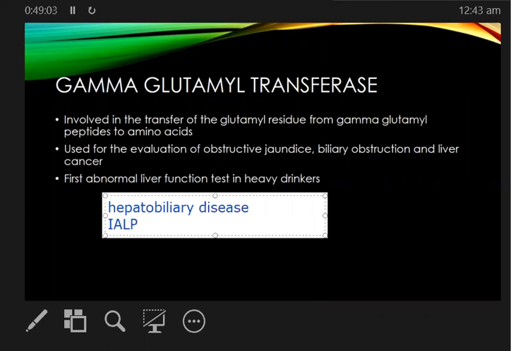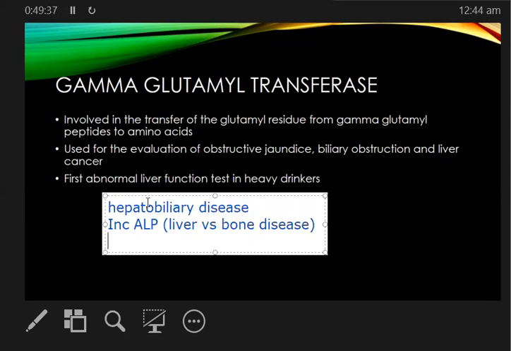It is utilized in the clinical setting to provide a differential diagnosis for an increased ALP. Remember that an increase in ALP would usually be either liver or bone disease.